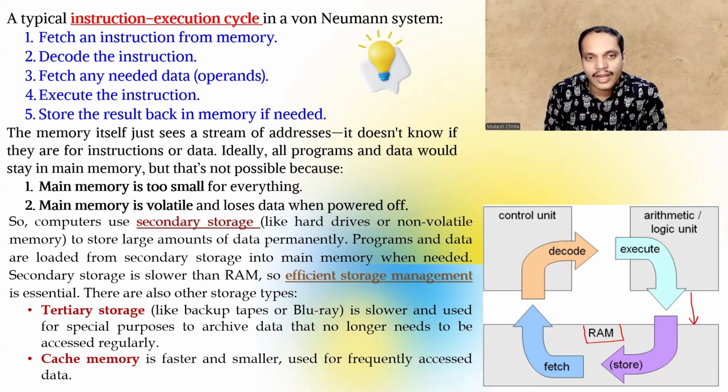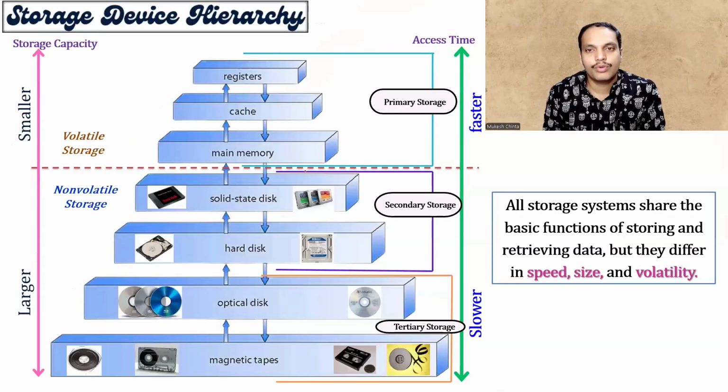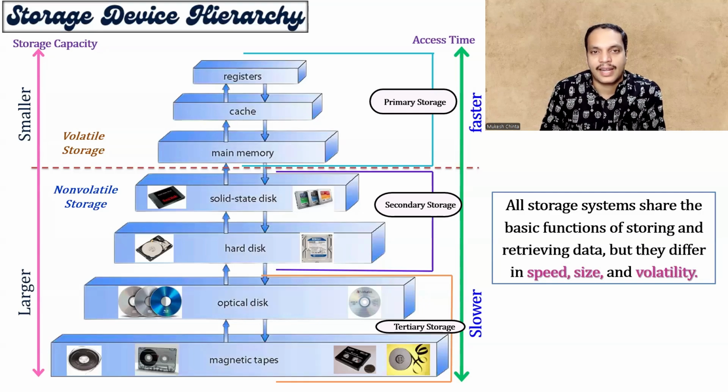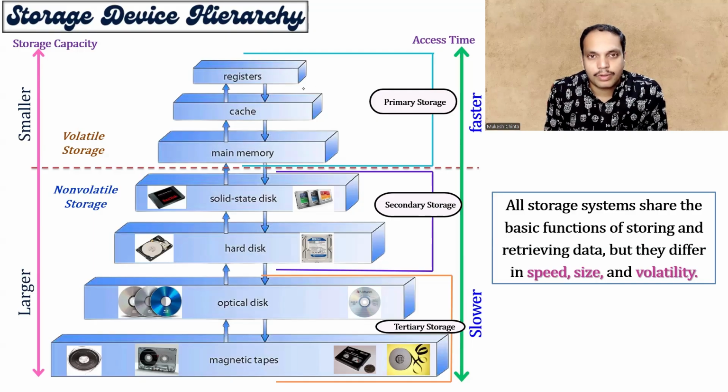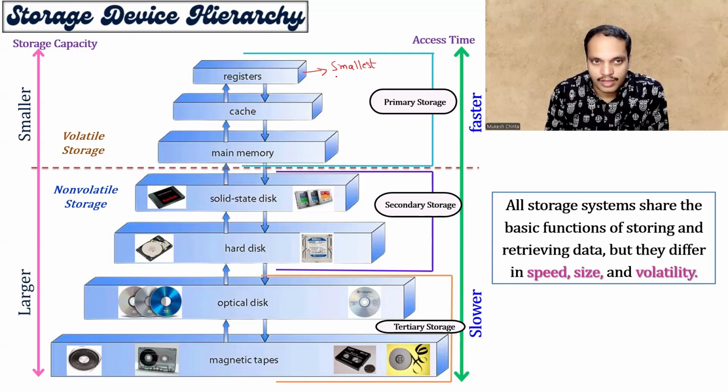Now, in order to organize these different types of memory, we usually draw this storage device hierarchy diagram. These are all maintained in one particular order. If you see here, the uppermost one is the register. This is the smallest in size, the fastest, and the most expensive one. Okay, so this is how you write it down. Next, after registers, we get the cache memory. After cache memory is the main memory.